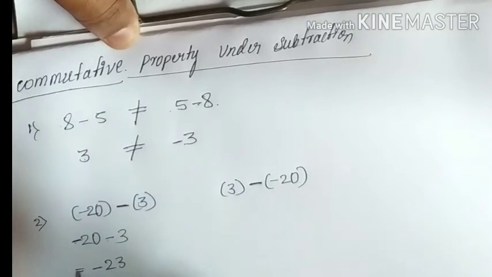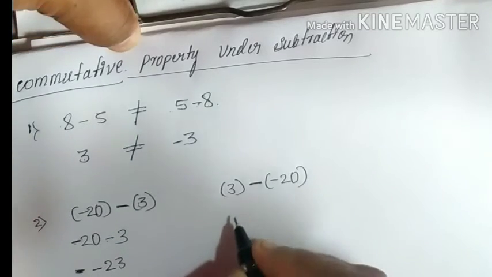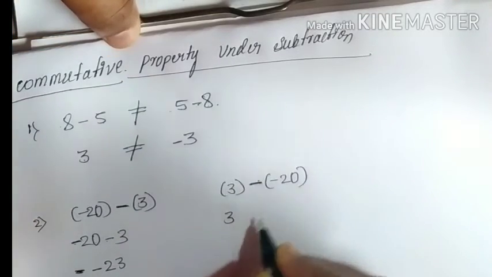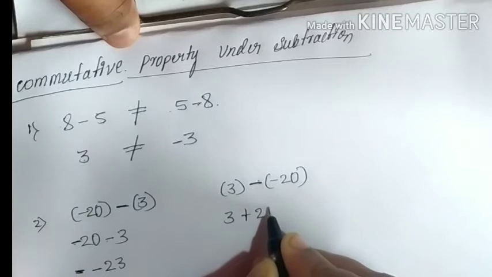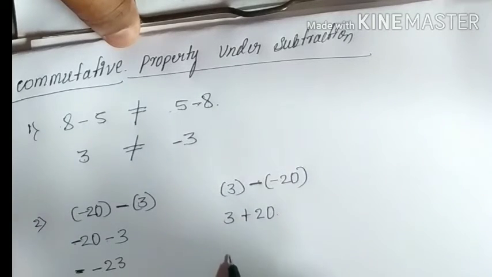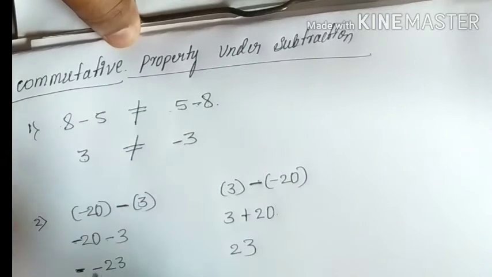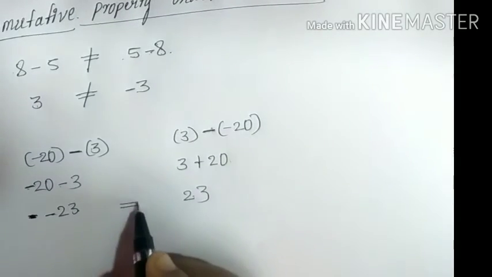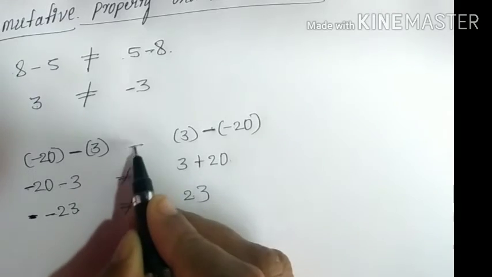And here, minus 23, right? So here 3 minus minus is plus 20. 3 plus 20 is 23. Here minus 23 is coming, and here plus 23 is coming. Both answers are different.